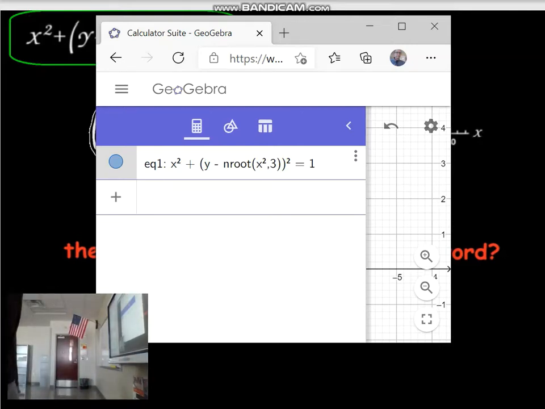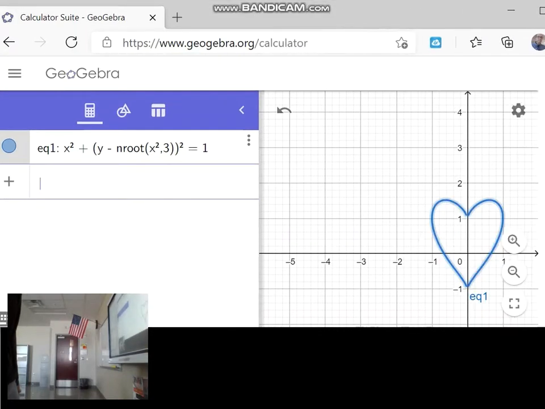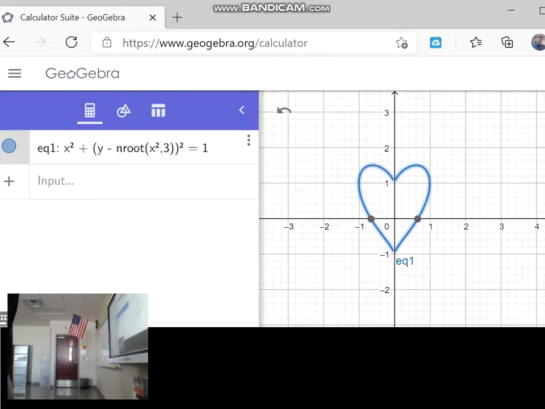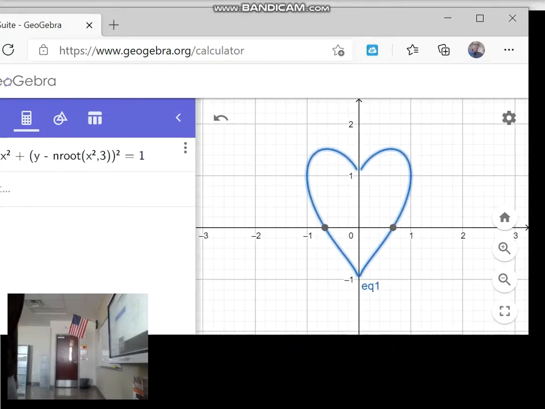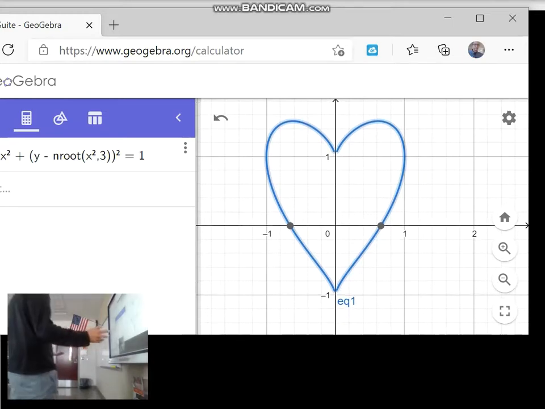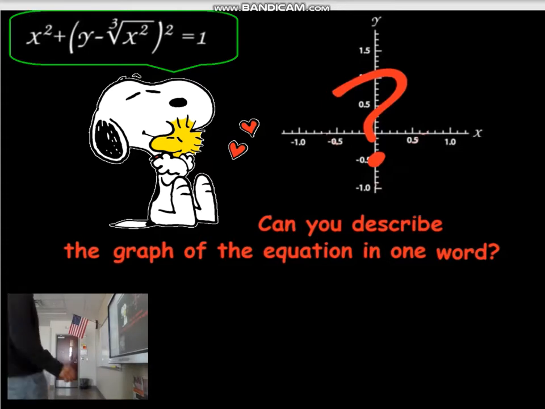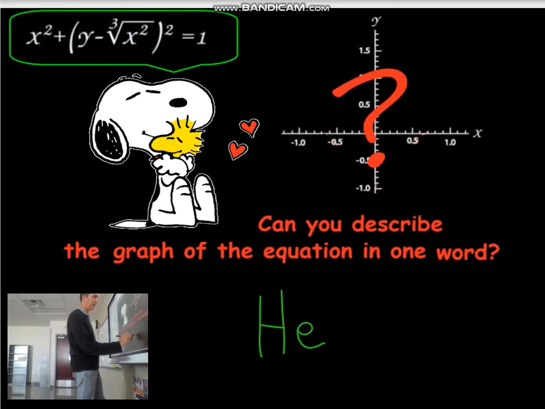If you check it out, let me know what's the first word that comes to your mind when you see the result of the graph. What do you think? What's the first word? Yes, we can think about a couple of words like heart or love. I would think heart is the best word that applies to this graph. If you agree with me, we will write here the word heart.